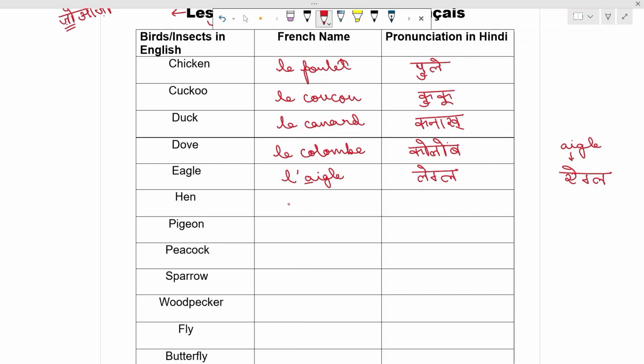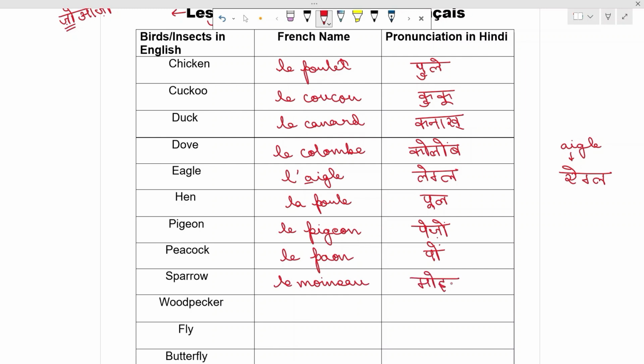Hen in French is la poule. Le poule. Pigeon is written in the same manner, however it is pronounced as pigeon. Peacock is le paon. Sparrow is le moineau. Woodpecker is le pic.